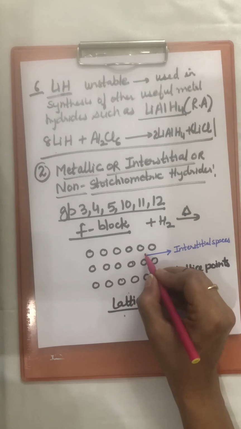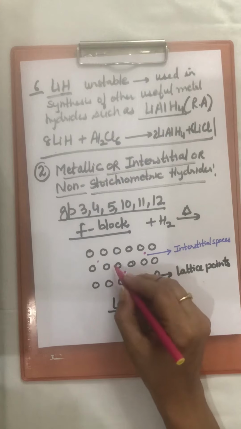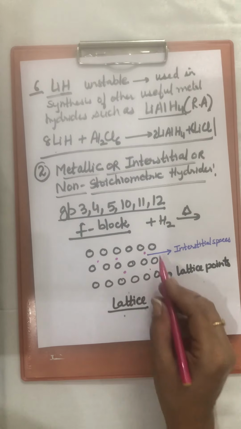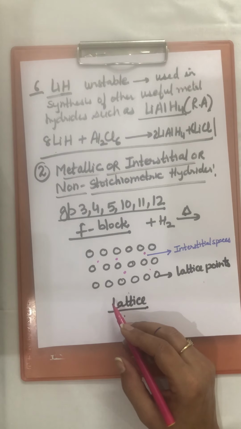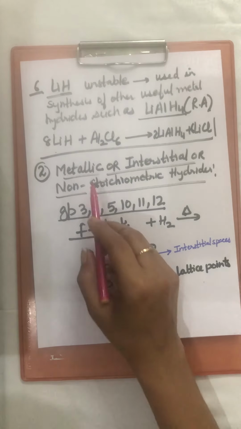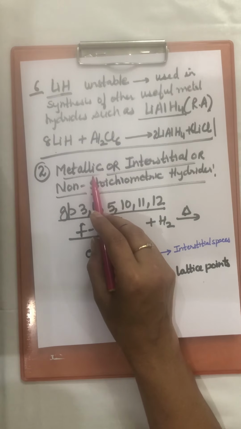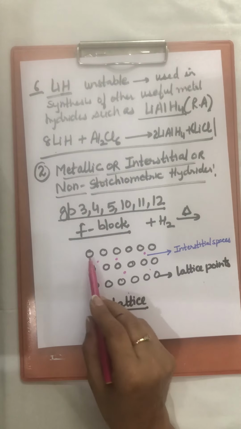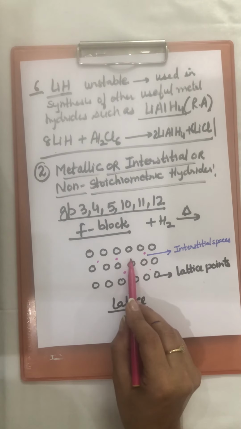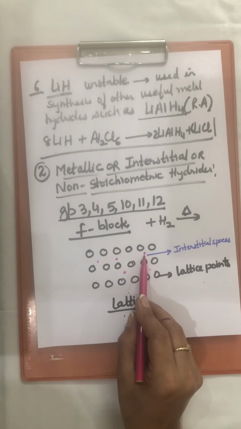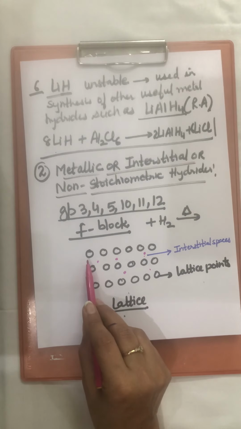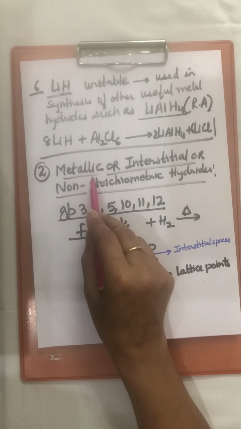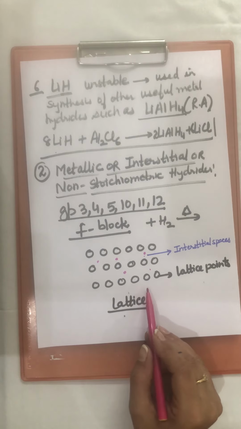Some of these will remain, like for example here at these positions we have hydrogen. Some of these will be left unoccupied also. That is why these are known as non-stoichiometric hydrides. Now see these terms, metallic. Why are these called metallic hydrides? Because when hydrogen gets into these holes of the metal atoms, the properties of this compound match with that of the metal only. So these are called metallic hydrides.